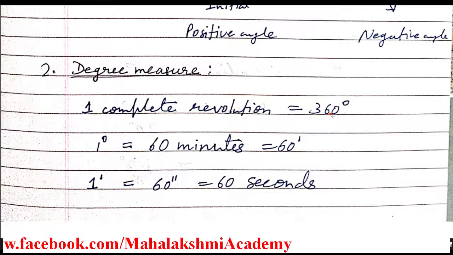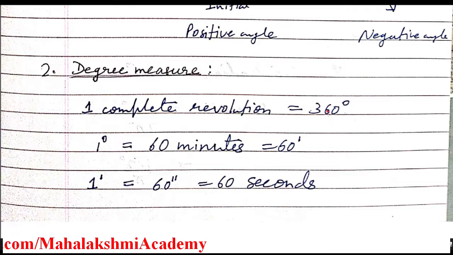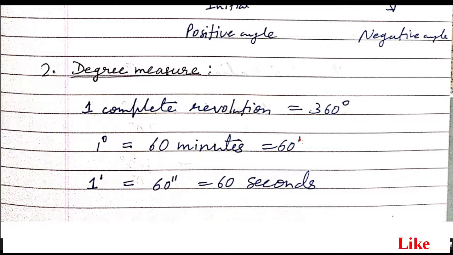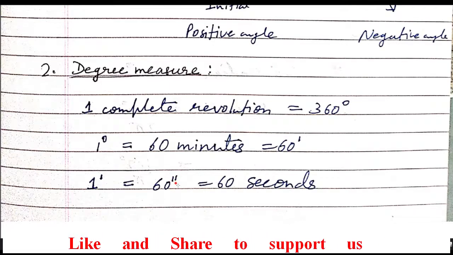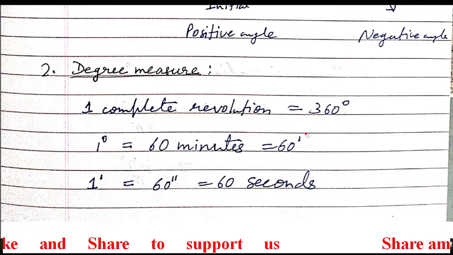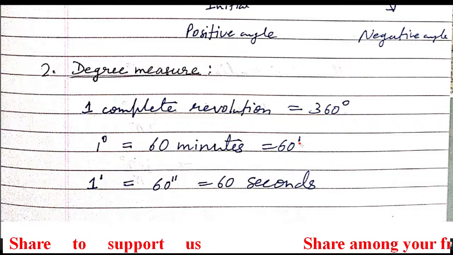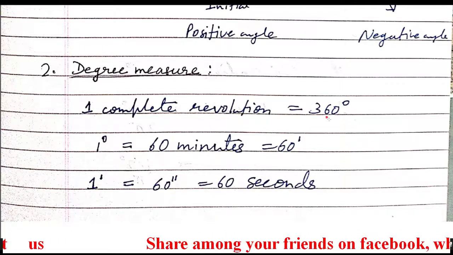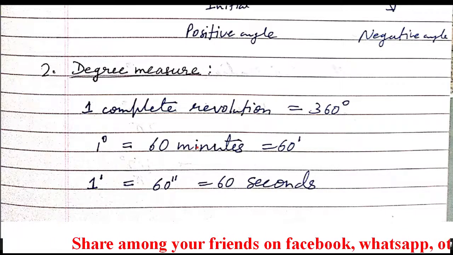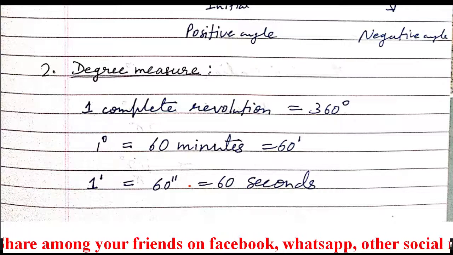In the same way, degree also has some subunits. 1 degree is equal to 60 minutes, and it is represented as 60 with a dash. It is read as 60 minutes, and 1 minute is further subdivided into 60 seconds. Two dashes mean it's in seconds. So I hope it's clear: first degree, then minute, then second. And the relation is like this: one complete revolution is 360 degree, 1 degree is 60 minutes, and 1 minute is 60 seconds.